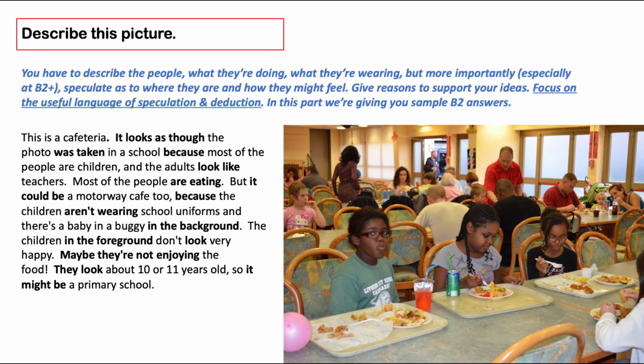This is a cafeteria. It looks as though the photo was taken in a school because most of the people are children and the adults look like teachers. Most of the people are eating, but it could be a motorway cafe too because the children aren't wearing school uniforms and there's a baby in a buggy in the background.